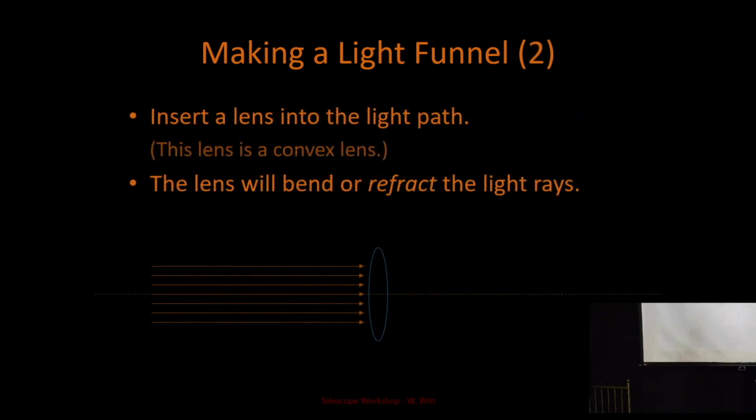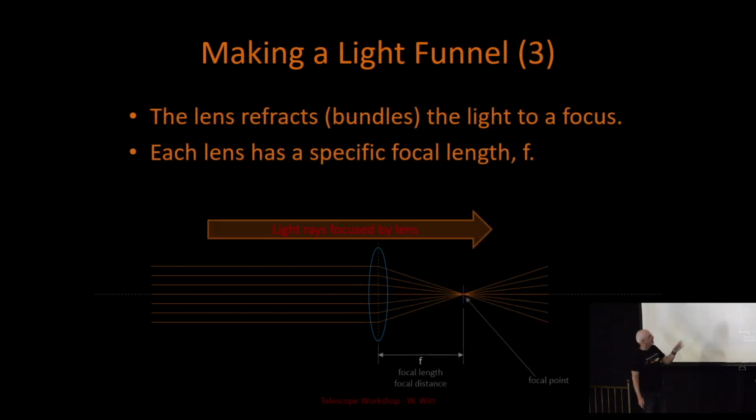But okay, what if we put a lens here? If we put a lens in this path, now the light rays are hitting this lens, and this lens will bend, or we say refract, that light. And we get behavior that looks like this. So all those light rays are now converging at a point here that's called the focal point. There's a distance here called the focal distance, right? So that's the distance from the lens to the point where everything converges.